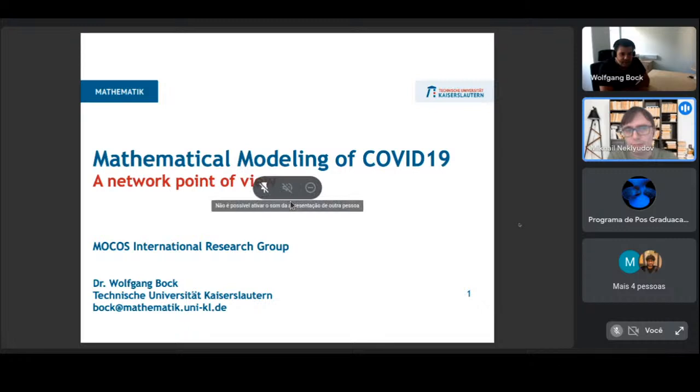Wolfgang is going to talk about one mathematical model of COVID, which has been accepted by the European Union as one of the three main models used to forecast COVID. And now I give the floor to Wolfgang.